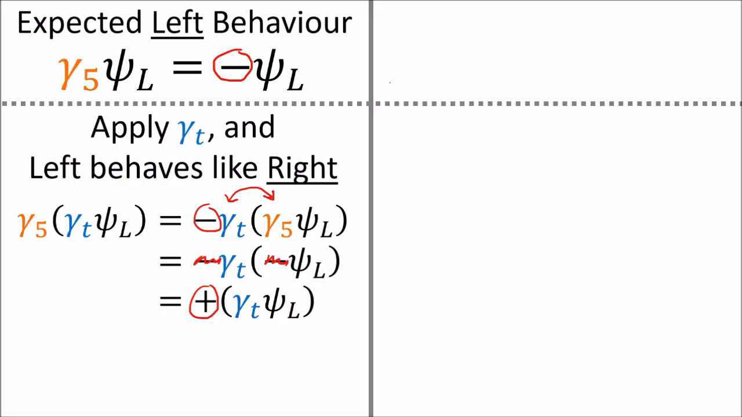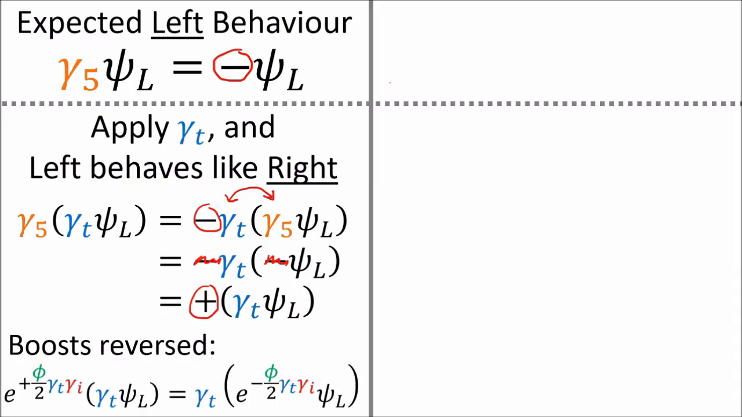Now, gamma t isn't too special here. The other gammas also have this property. But gamma t is special because it reverses the direction of boosts. If we boost gamma t times a left chiral spinor, swapping with gamma t has the effect of reversing the boost. So this boosts just like a right chiral spinor.